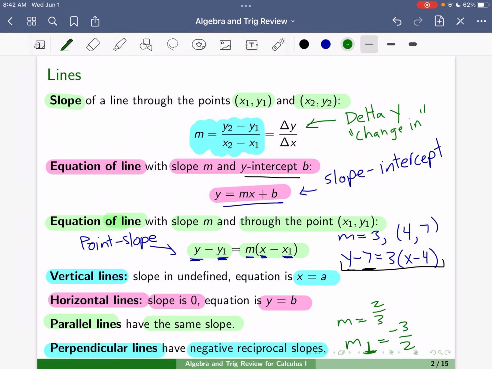All right, so those are some ideas about lines and graphs that we have. In our next video, we will look more at domain and range and odd and even functions.